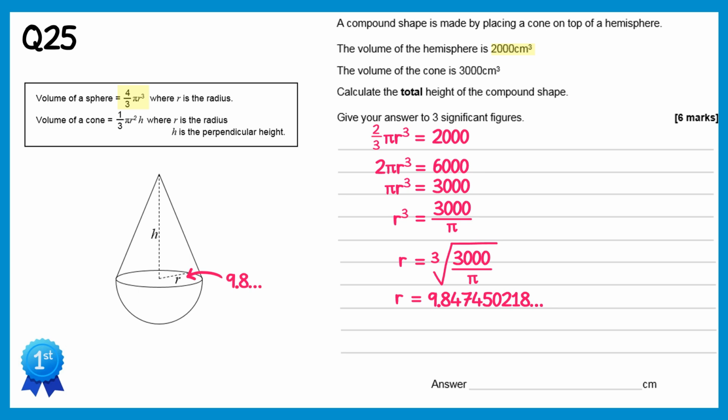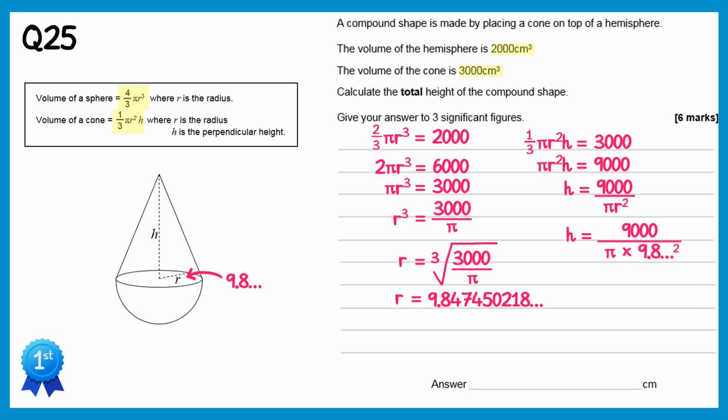If we now turn our attention to the cone, the volume of the cone is also given, it's 1/3 pi r squared h. We know our cone has a volume of 3000, so write this. We can times both sides by 3 first of all, that will get rid of the third, so pi r squared h equals 9000. We can then divide both sides by pi r squared and we'll get h equals 9000 divided by pi r squared. But we already know what r is, so h equals 9000 divided by pi times r squared, but we know r is 9.8 something. If you type this into your calculator, you'll get this for h. Remember to use the exact number for the radius though.